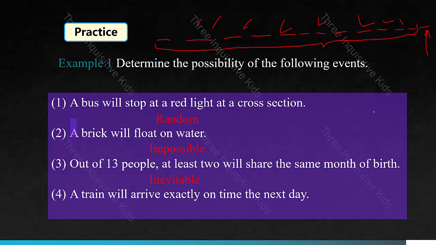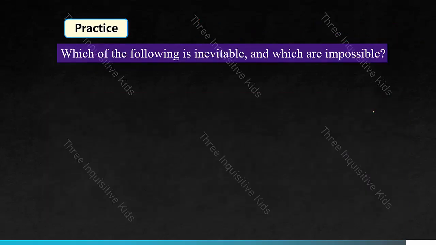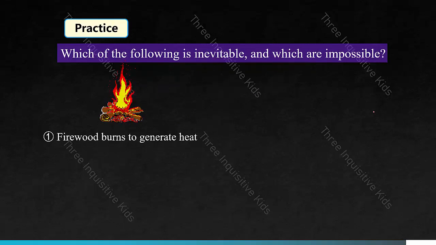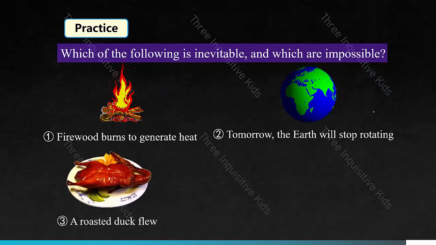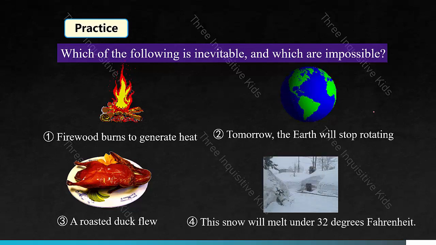It's inevitable. A train will arrive exactly on time the next day. That is random. Which of the following is inevitable and which are impossible? Wood burns to generate heat. Tomorrow the earth will stop rotating. A roasted duck flew. And this snow will melt under 30 degrees Fahrenheit.